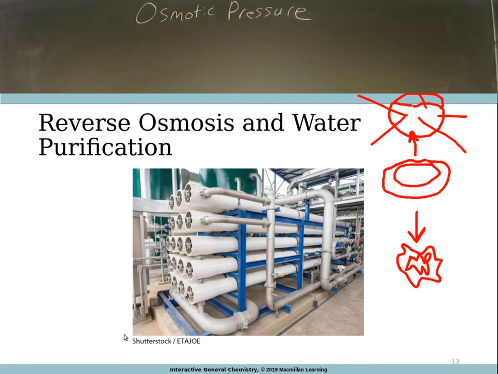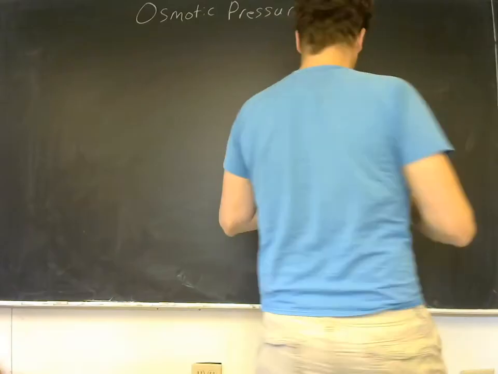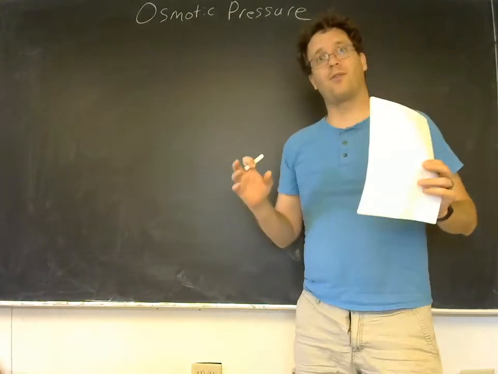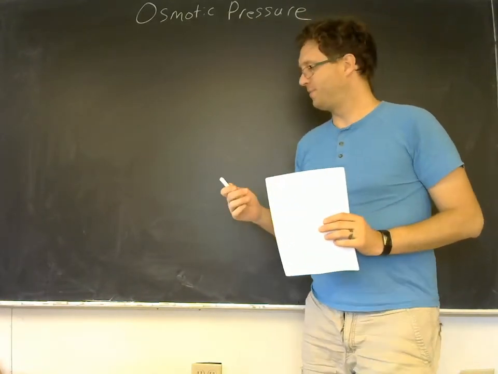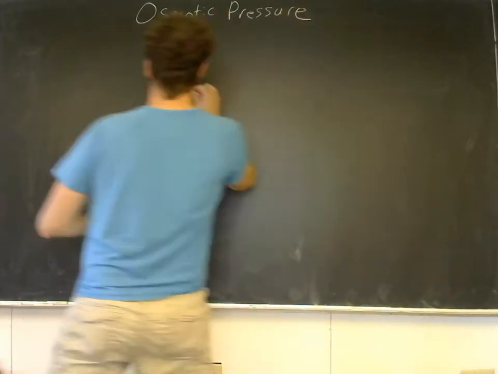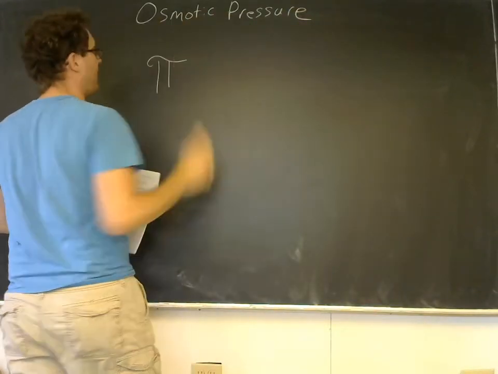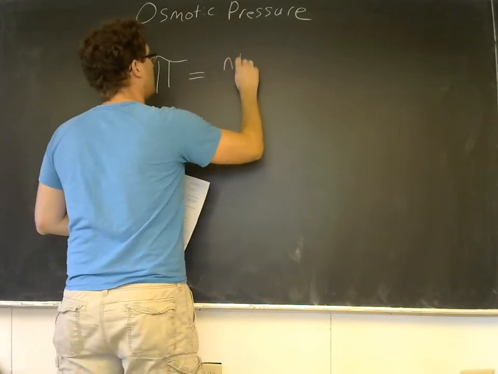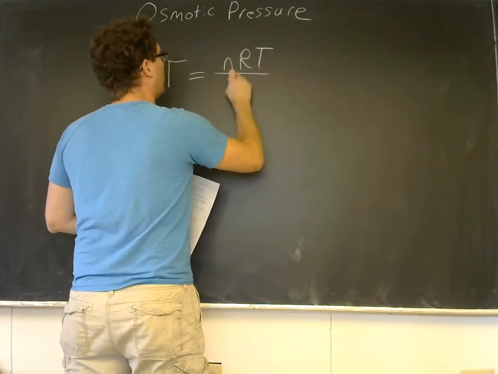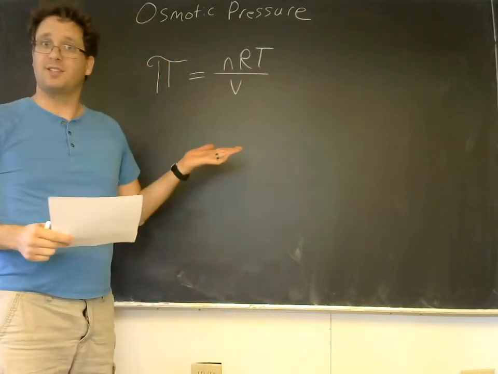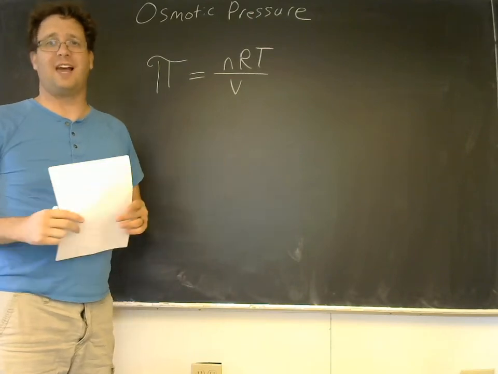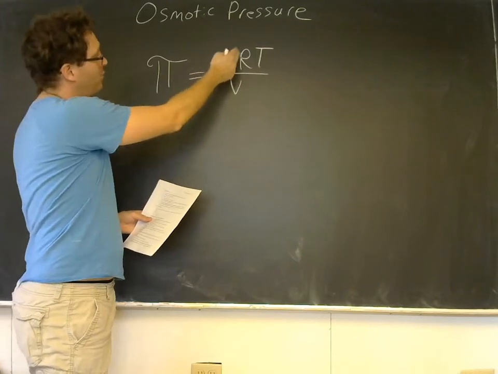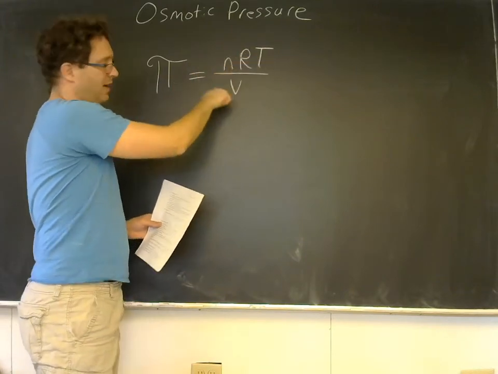Okay, let's get rid of that. All right, so how do we calculate osmotic pressure? This is a really remarkable equation to me. The way to calculate osmotic pressure, we'll use the Greek letter pi to represent osmotic pressure, and that is equal to nRT over V. This is obviously just a rearrangement of the ideal gas law. The pressure of a gas is equal to the number of moles times the gas constant times the temperature divided by its volume in liters.